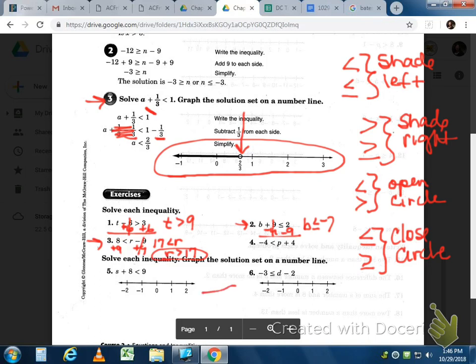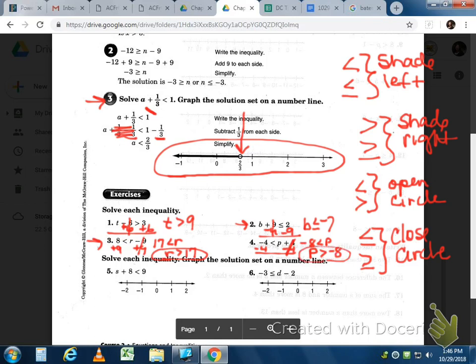Okay, number 4. Negative 4 is less than p plus 4. How do I get p alone, Caden? You subtract 4. Exactly. Subtract 4. So get rid of those 4s. Now I'm at negative 4 and I'm losing 4 more. That would be negative 8. So it says negative 8 is less than p. But Caden, we don't want p on the right, so what am I going to do? So I just flip it. So p is greater than negative 8 would be my final answer.